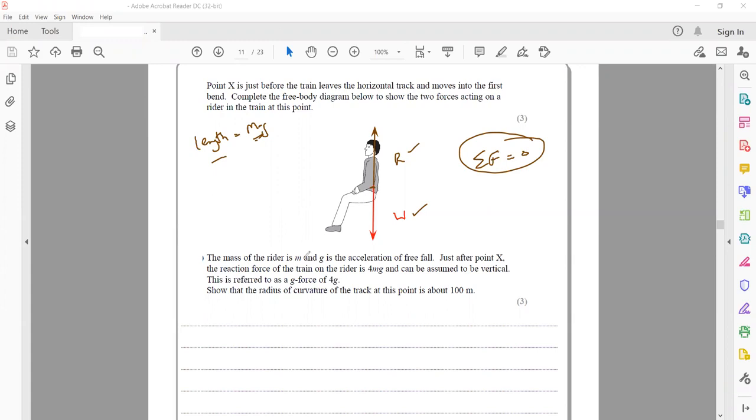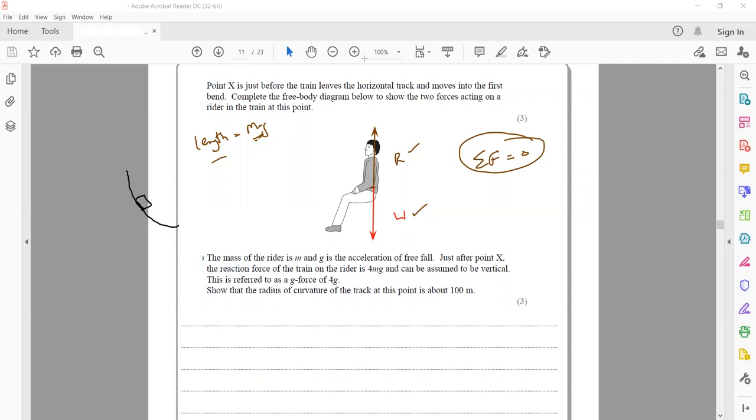The mass of the rider is m, and g is the acceleration of free fall or gravity. Just after point x, the reaction force of the train on the rider is 4 mg, because now it is in a first bend. So when it is in the first bend, there should be a force which is directed towards the center.